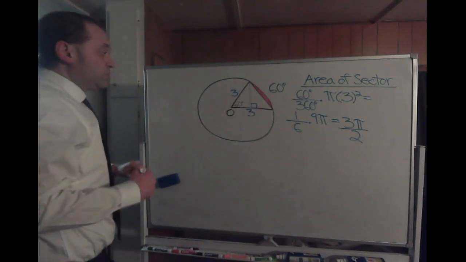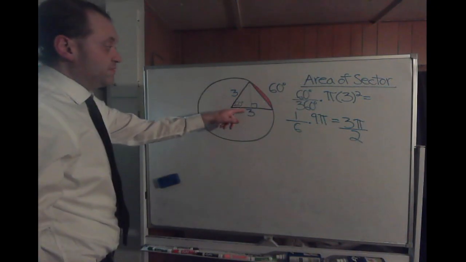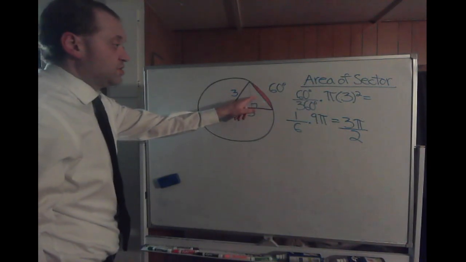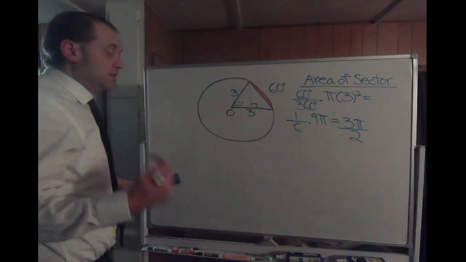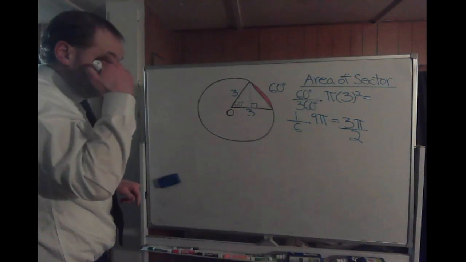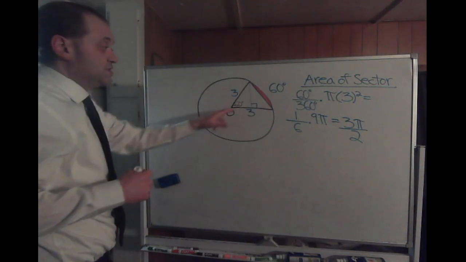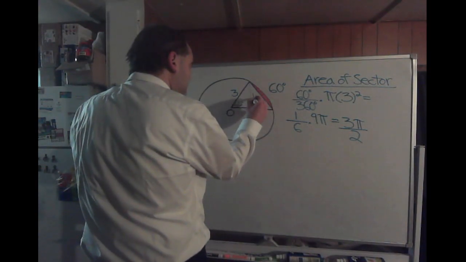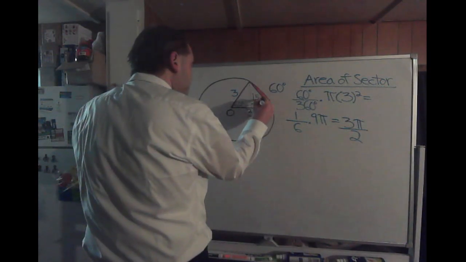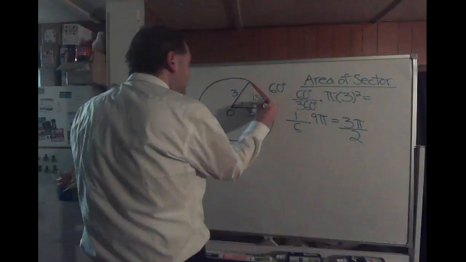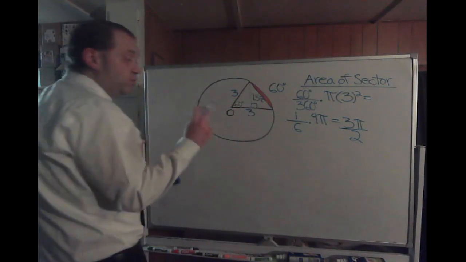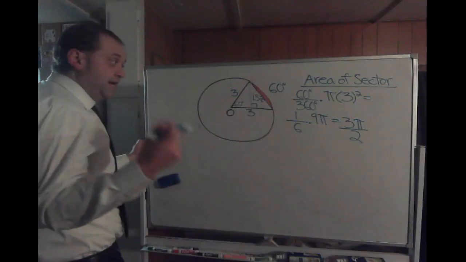Well, 1.5 would be across from the 30-degree angle, so this leg is across from the 60-degree angle. What is 1.5 times the square root of 3? That's what you would get. 1.5 times the square root of 3 would be the height, which actually, 1.5 is also 3/2.